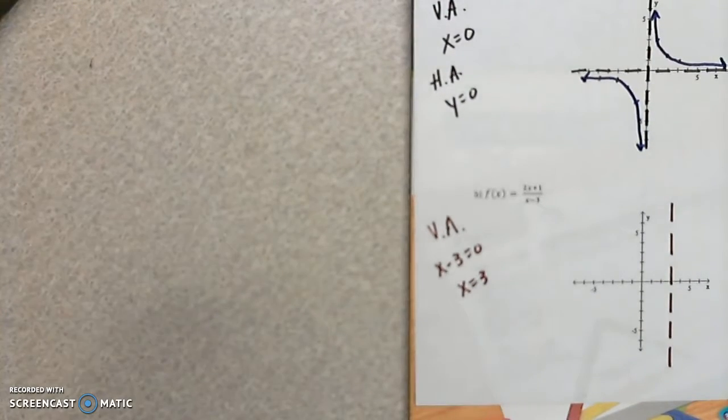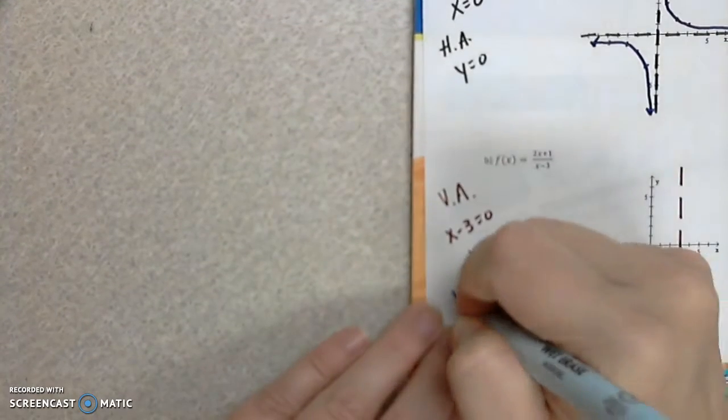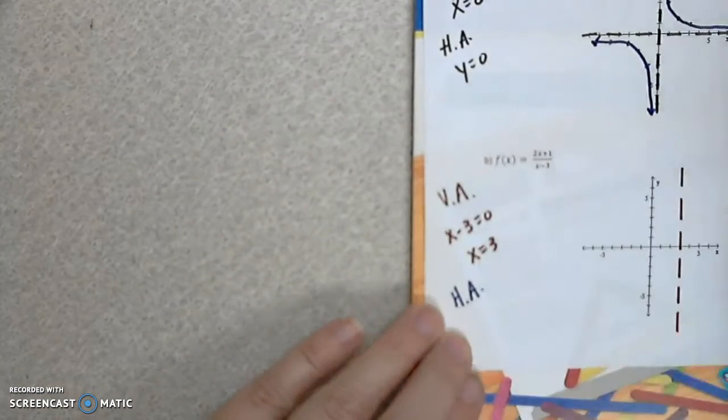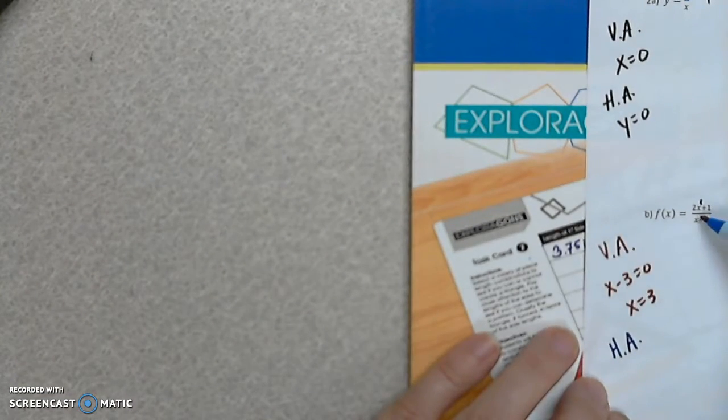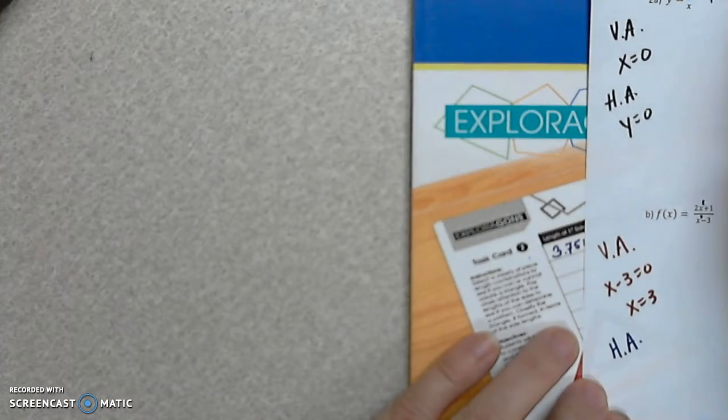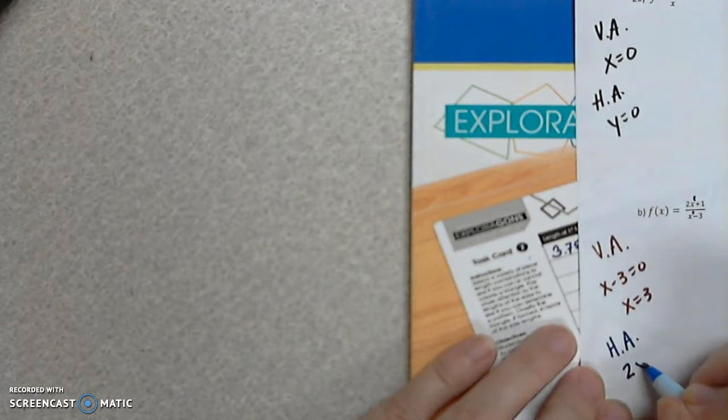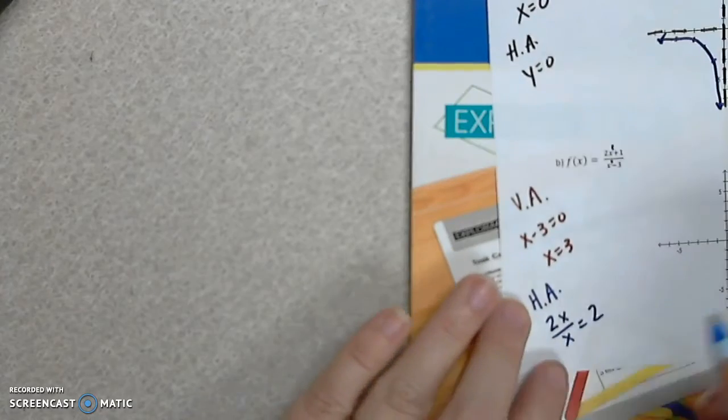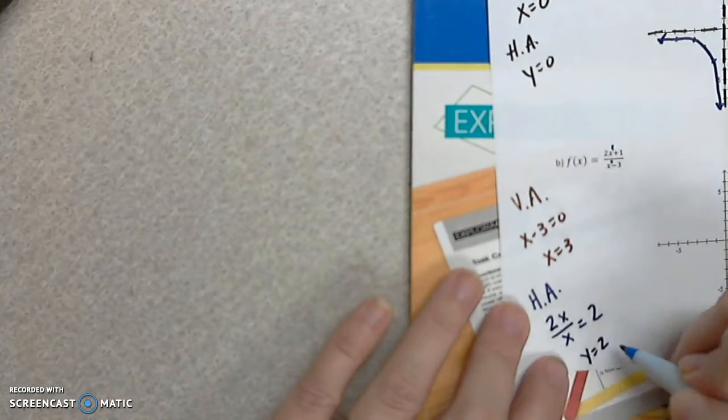Alright, then for my horizontal asymptote, I'm going to look at the degree of the numerator and denominator. So the degree of the numerator is 1. The degree of the denominator is also 1. So since they have the same degree, I take 2x over x, I simplify it, and it'll simplify to a 2. So that's y equals 2.